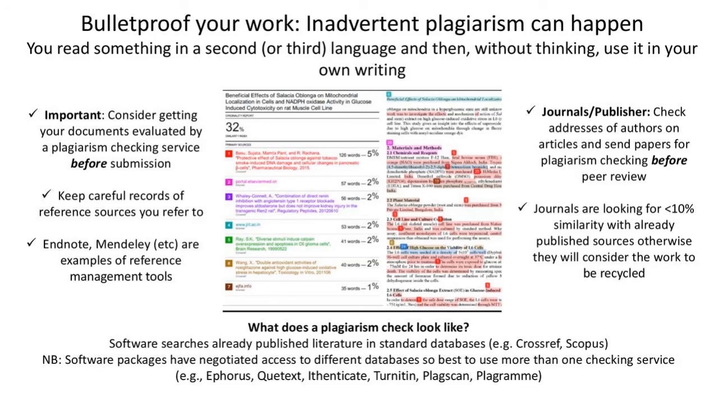So sources like Crossref, Scopus, software packages have negotiated access to different databases. Here are some examples of the main platforms and websites that journals use to check for plagiarism. Ithenticate, Turnitin, and others are the most famous, the most well-known of these platforms, as well as PlagScan and Plagiarism Checker. So I think many universities around the world are using Turnitin to check student essays, for example, for plagiarism.